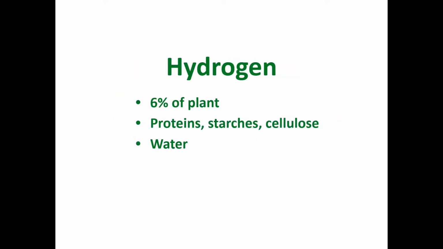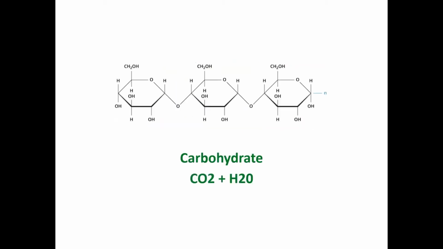Okay, the next element is hydrogen. This is 6% of the plant. It's also used for protein, starches, and cellulose, and it comes from water. And here we see how carbon dioxide and water combine to make carbohydrates, which are an important food for humans. So here we see a carbon atom with a water molecule and a hydrogen atom connected here. Here's oxygen, hydrogen. All through this, you see carbon, hydrogen, and oxygen being combined to make a carbohydrate.